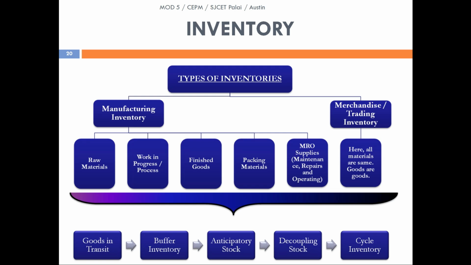The next one is cycle inventory, also known as working stock, that is available to meet the normal demand during a given time period. So I hope you have got an idea about the types of inventories. Inventories can be classified into direct inventories and indirect inventories. The indirect inventories supplement the actual processes, and the major one is the direct inventories.